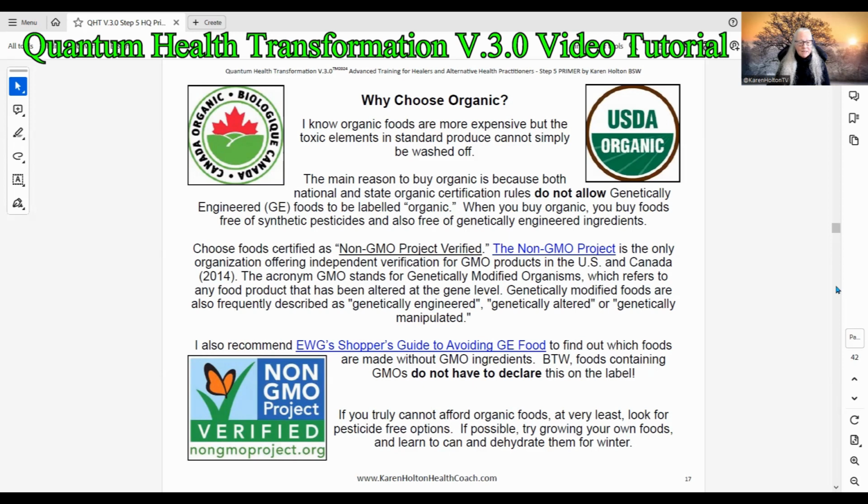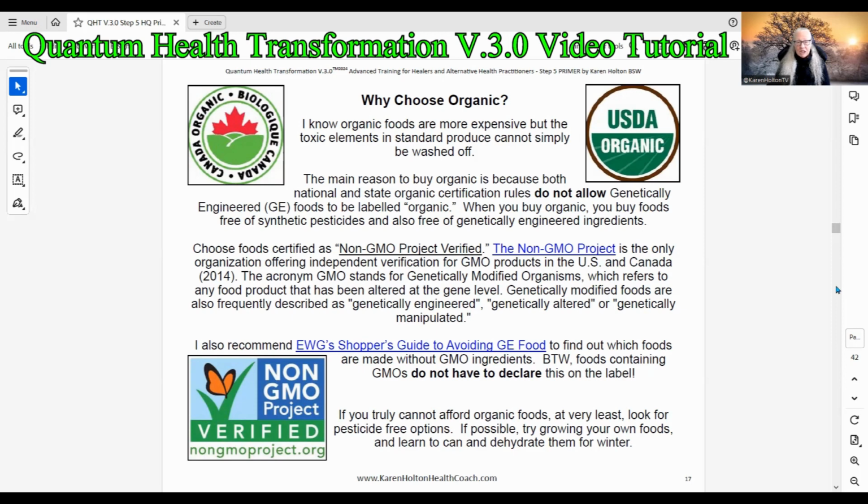I also recommend EWG's Shopper's Guide to Avoid GE Food, and again, the link is here in the PDF, to find out which foods are made without GMO ingredients. By the way, foods containing GMOs do not have to declare this on the label. If you truly cannot afford organic foods, at the very least, look for pesticide-free options. If possible, try growing your own foods and learn to can and dehydrate them for winter.